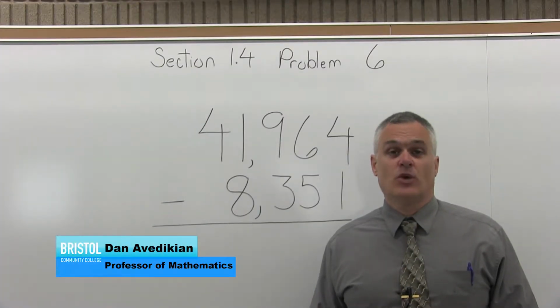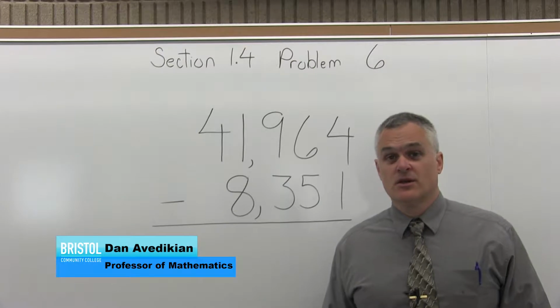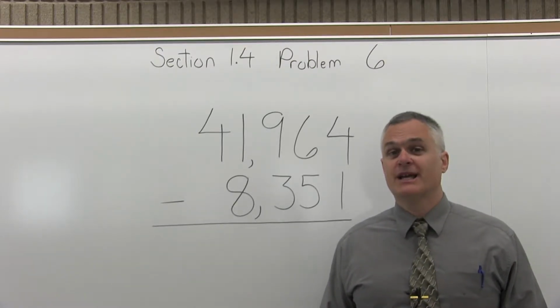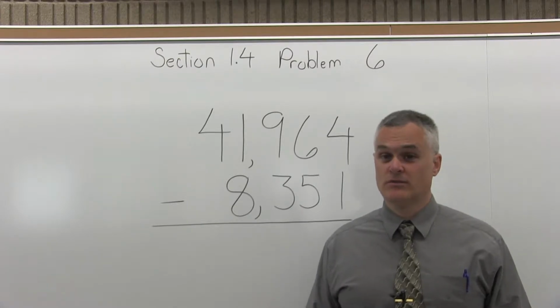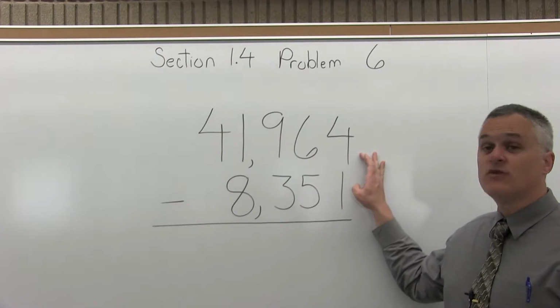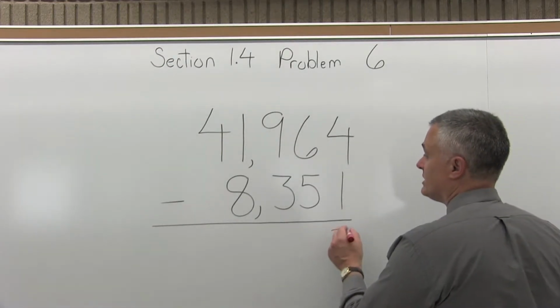This is Section 1.4, Problem 6. 41,964 minus 8,351. So we start in the far right column of digits, which will give us 4 minus 1. 4 minus 1 is 3.